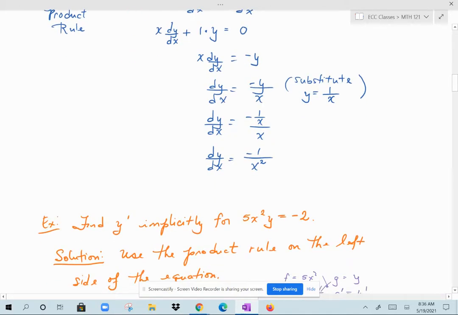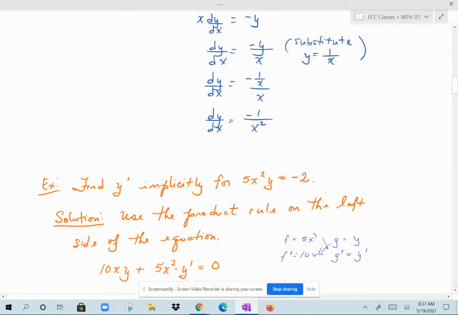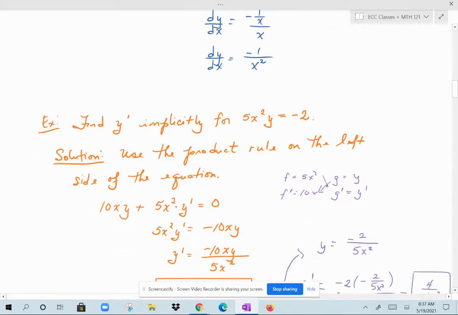Okay, so here's another one. It's similar to the previous one. This one is already defined implicitly. And on the left side, I do need to use product rule again. So here's my setup. I'm going to let f equal 5x squared, g equals y.